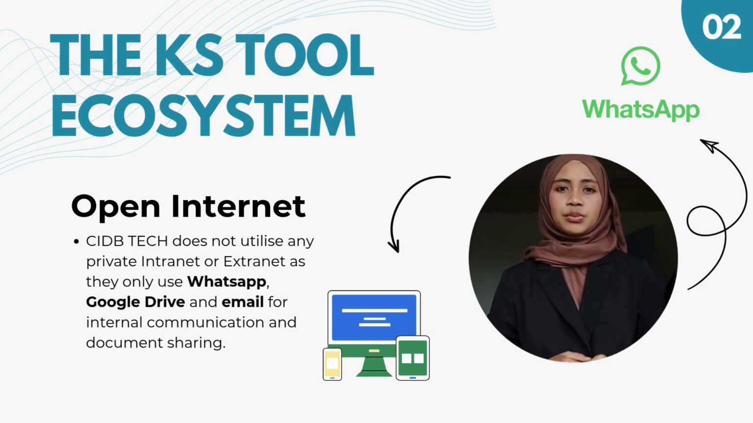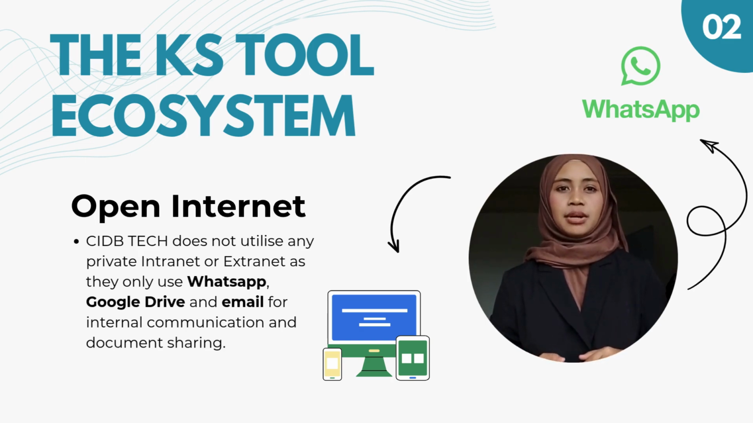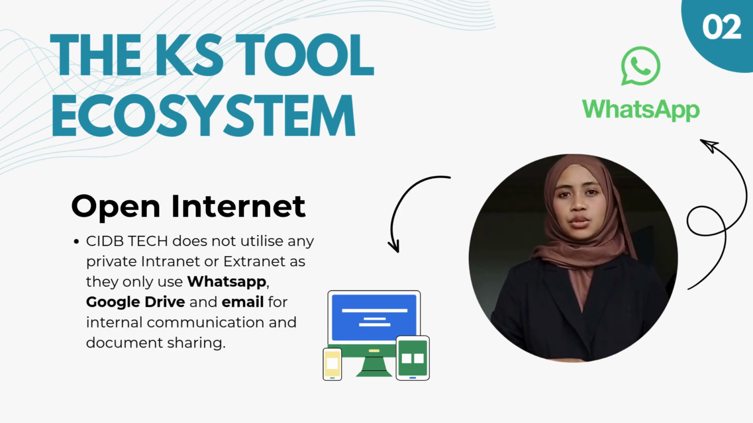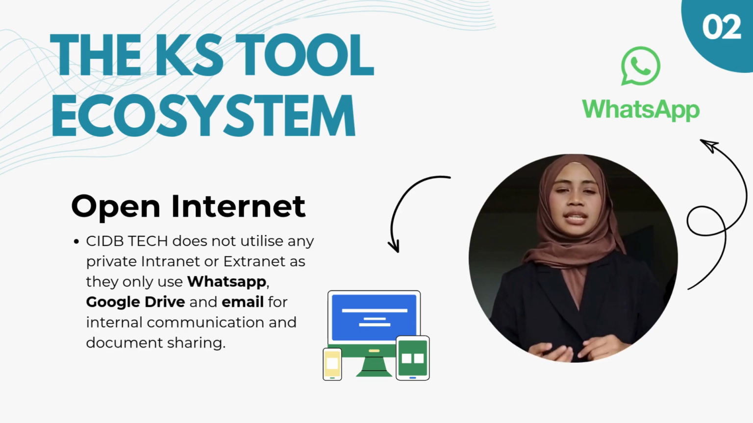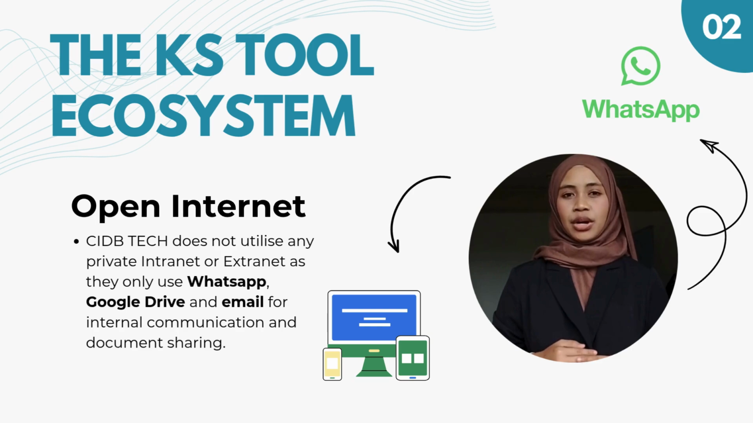The main platforms used by CIDB Tech are WhatsApp and Google Drive. WhatsApp is mainly used for quick communication among staff, while Google Drive is used to store, share, and regularly update documents and information. These platforms help to ensure that information can be easily accessed and shared among employees.